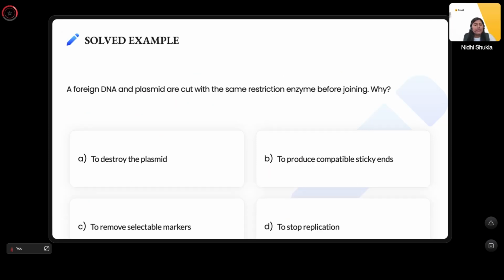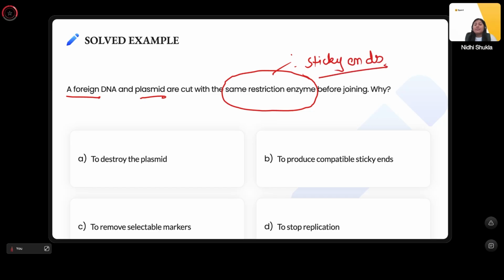Now, let us look at the next question. A foreign DNA and plasmid are cut with the same restriction enzyme before joining. Yes, it is very crucial that you cut your foreign DNA or gene of interest and plasmid, which is your vector, with the same restriction enzyme. Why? Because if you cut both of them with the same restriction enzyme, they are going to produce sticky ends. These sticky ends are going to join together. These sticky ends will form hydrogen bonds naturally, and your process will be much simpler and easier.